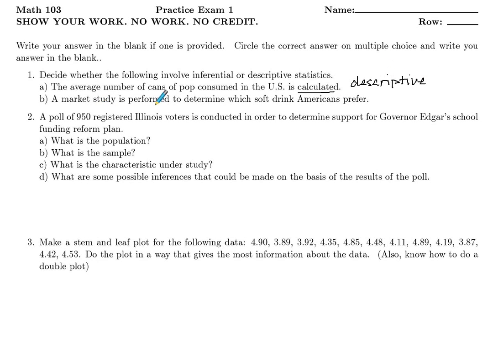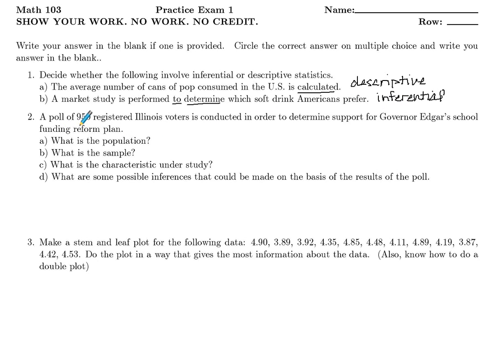And a market study is performed to determine, okay, we're going to try to determine something. We're going to try and draw a conclusion to determine which soft drink Americans prefer. That's inferential. And remember, the general idea behind inferential statistics is that you draw information from the sample and you generalize to the population. That's the central idea that's going to come in the next problem.